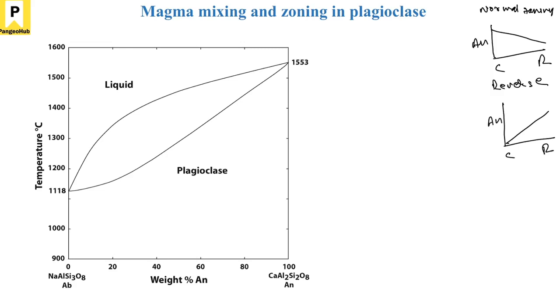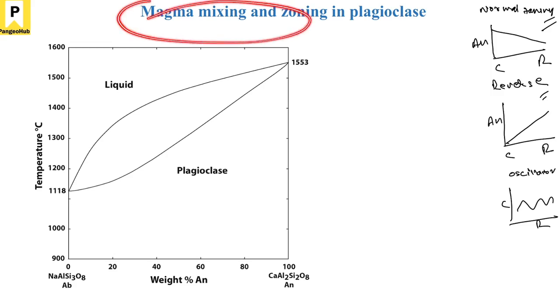This is the second case, and then you have a more common oscillatory zoning. This is pretty common, where it's fluctuating from core to rim. So this is also possible. Now already we have seen normal zoning. Now let's see how a reverse zoning can develop. One mechanism that can lead to formation of reverse zoning is magma mixing. So now let's see how magma mixing works.